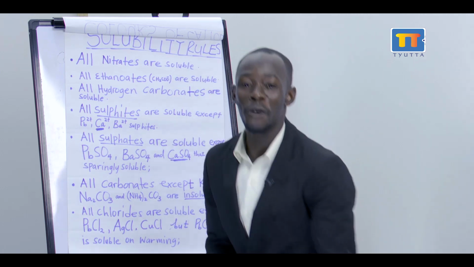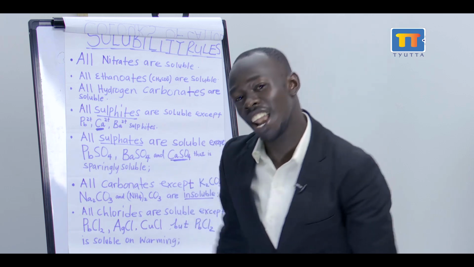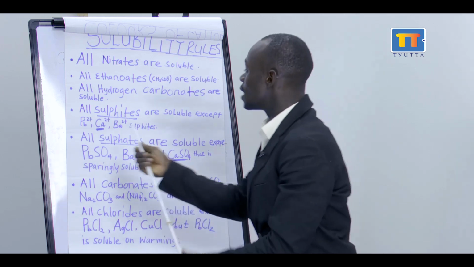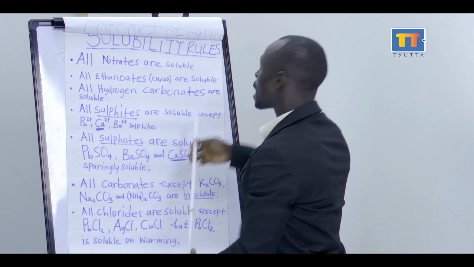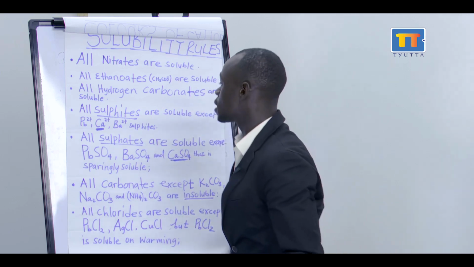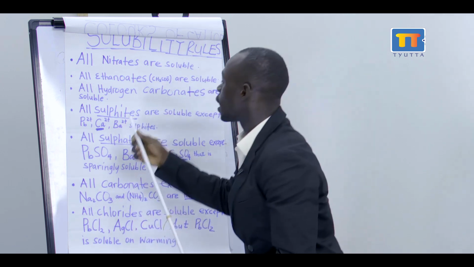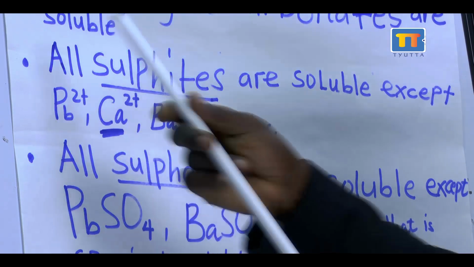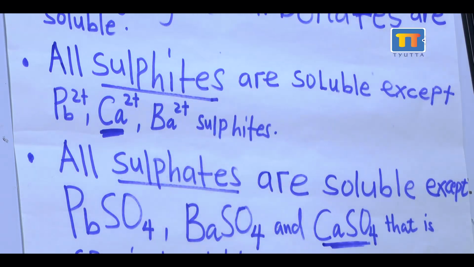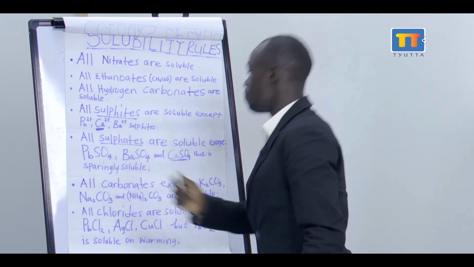I like you people who know the combination which we call PCB in A level. Now, you can simply say all sulfites are soluble except PCB, where PCB is lead, barium, and then calcium, or you can say lead, calcium, and barium. That is PCB, which I am talking about. So all sulfites can dissolve except PCB.